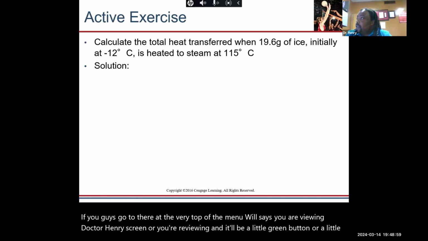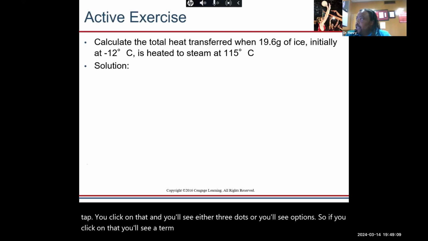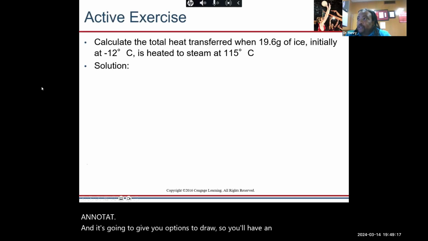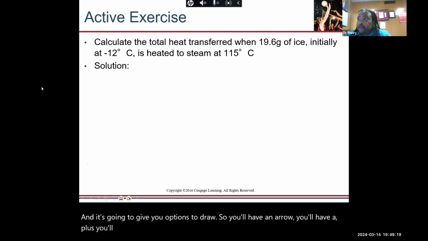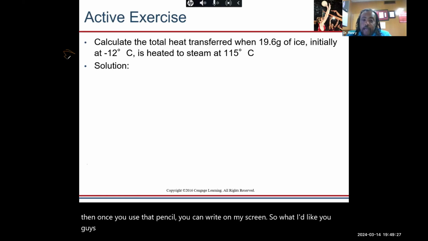You click on that, and you'll see either three dots or you'll see options. If you click on that, you'll see the term annotate, and it's going to give you options to draw. So you'll have an arrow, you'll have a plus, you'll have a text, and you'll have a pencil. You want to use that pencil. And then once you use that pencil, you can write on my screen. So what I'd like you guys to do is show me that you can write on my screen.